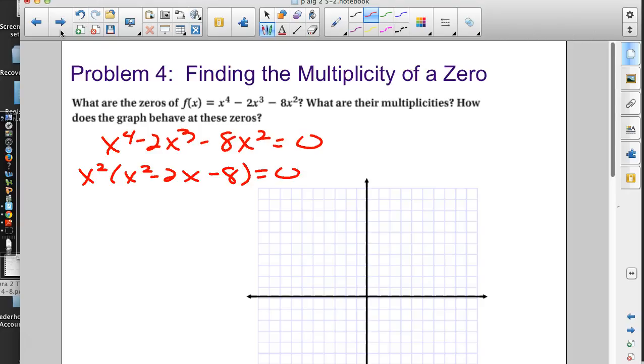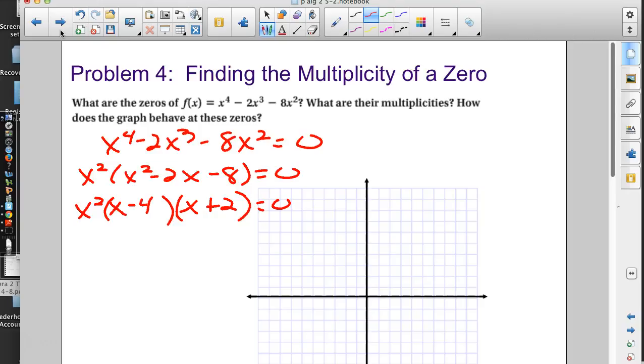Is that a perfect square trinomial there? No. Negative 8, not a perfect square. Doesn't mean we can't factor it, it just means there's nothing special about it. So good old-fashioned factoring, we need two numbers that multiply to negative 8 and add to negative 2. What are they? Negative 4 and positive 2.